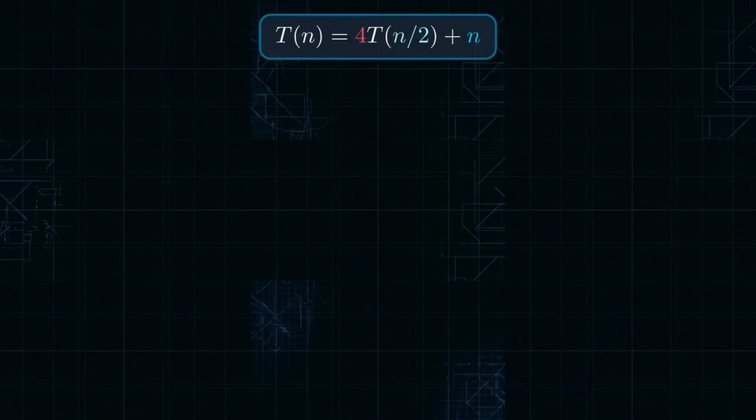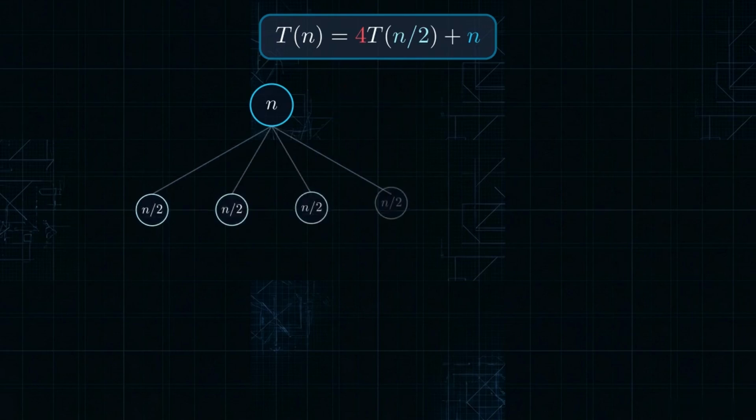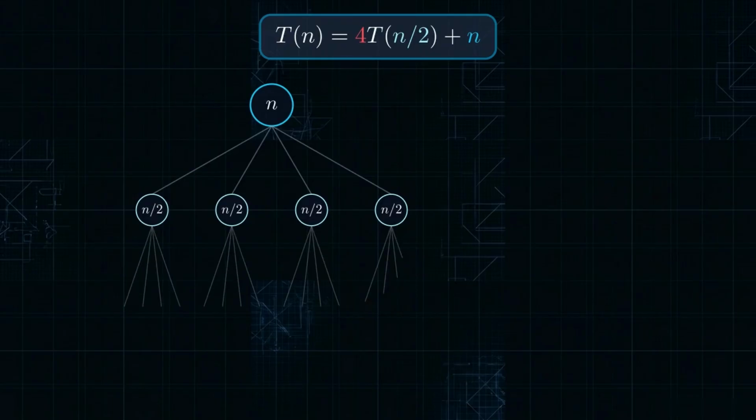Let's test this logic on a recurrence where branching outpaces division. T of n equals 4T of n over 2 plus n. Pause the video and try to manually calculate the total cost for level 1 and level 2. Drawing out the structure, the tree cascades aggressively downward. A single node branches out to 4 nodes, which then explode into 16 nodes. The horizontal sums are now growing rapidly at each step.